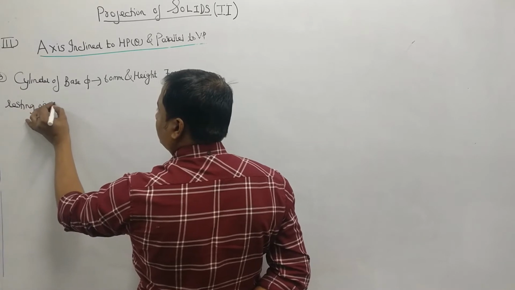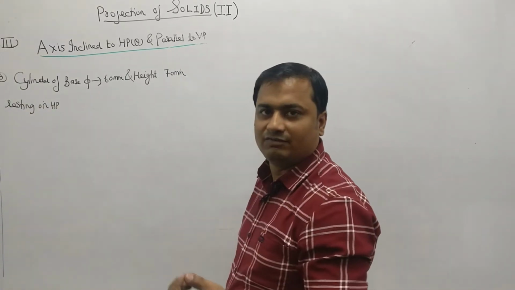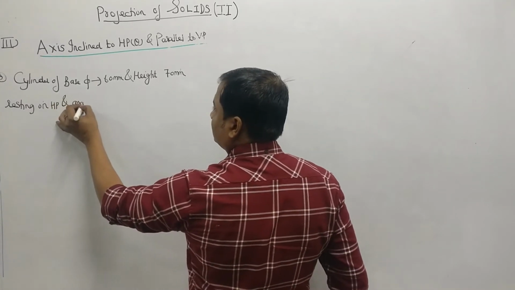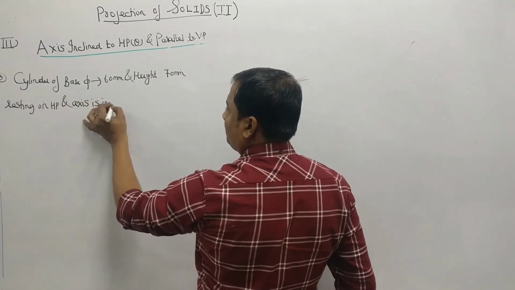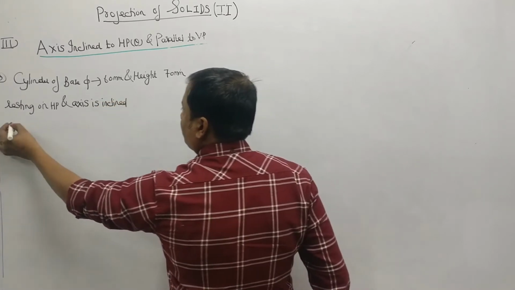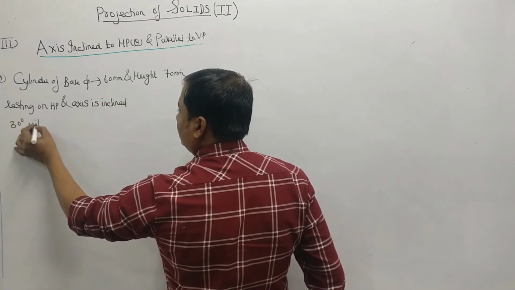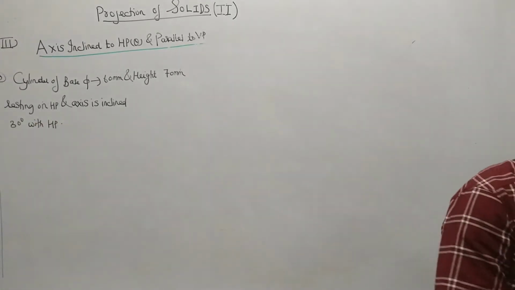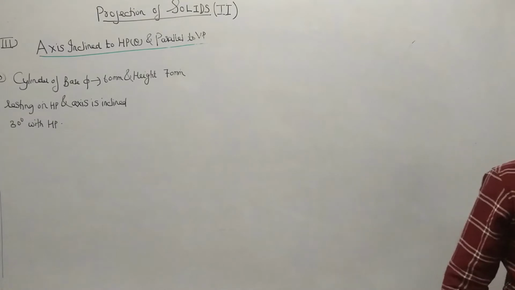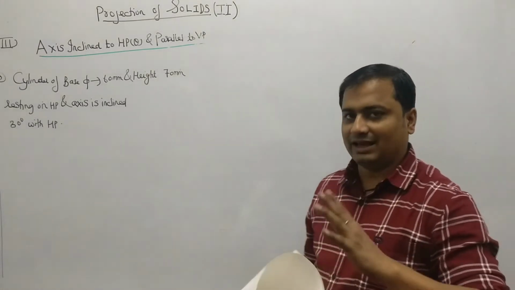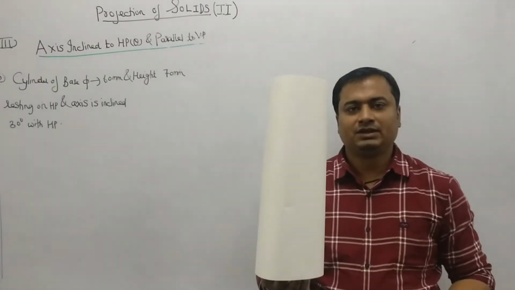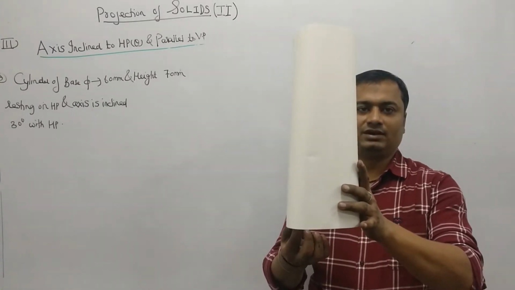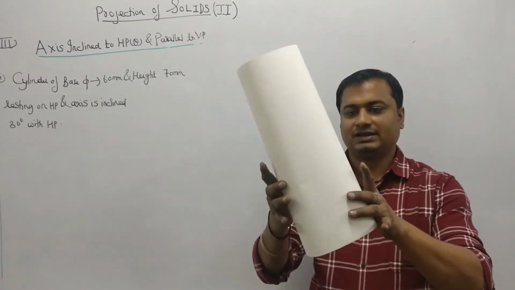Resting on HP with any one point on its circumference, it is resting from any one point, and the axis is inclined 30 degree with the HP. Okay, so we have to draw the projection of this cylinder which is resting on the HP with any one point on its circumference and the axis is inclined. Okay, if this is a cylinder, it's resting with any one point on its circumference of the base circle, suppose, and the axis is inclined like this.